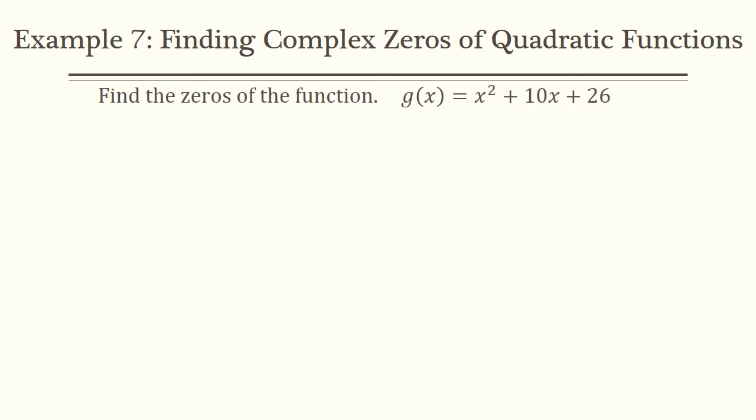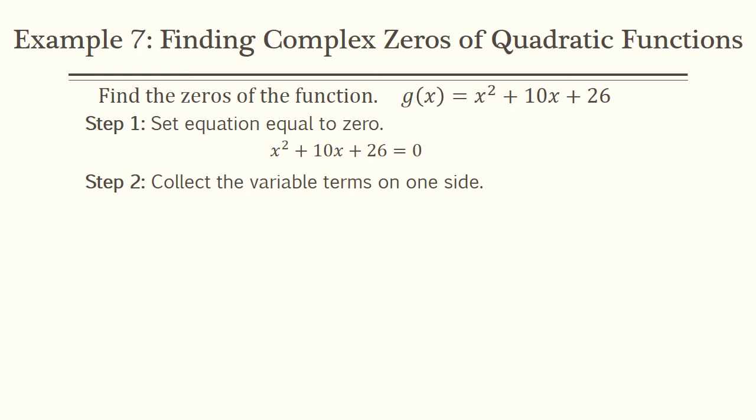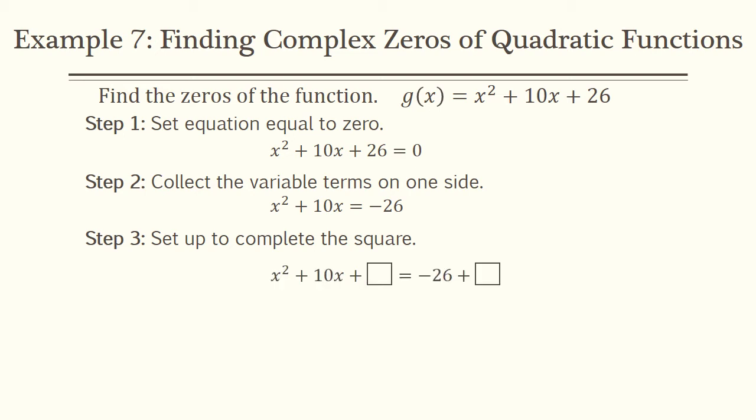All right, so if that wasn't enough, we'll do another one for you. Find the zeros of the function given g of x equals x squared plus 10x plus 26. Now, follow the exact same steps. Step 1, set the equation equal to 0. So replace g of x with 0. Step 2, collect the variable terms on one side. So I'm going to subtract 26 from both sides. Step 3, set it up to complete the square. That means I need to add the empty boxes to the end of both sides. I now need to figure out what goes in the box.